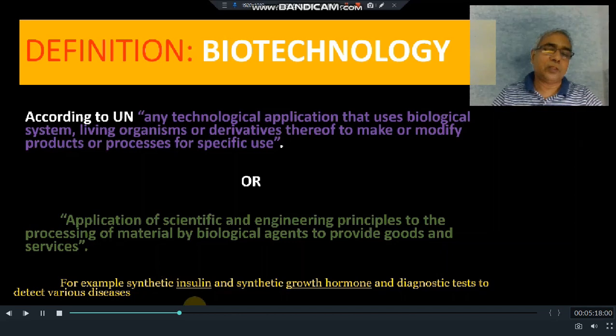For example, here you can say insulin hormone. Diabetes के patients के लिए बहुत important है. Today we are producing an artificial insulin hormone, synthetic insulin hormone, very much similar to the original human insulin. Then growth hormones, diagnostic tests for various diseases, all these things can be produced by biotechnology.